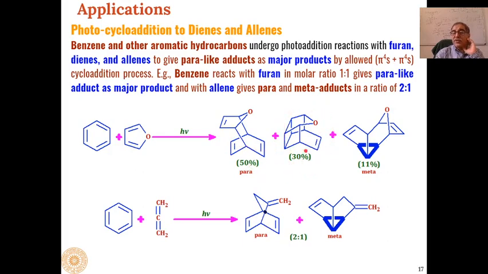So para will be converted into this type of adduct in 30%, and in addition we can also get a meta product of about 11%. If they are taken in 1:1 proportion, then para product is formed as the major product. Similarly, when this benzene reacts with allenes, then also we can get para product as well as meta product, and these products are formed in 2:1 ratio. So two molecules of this are formed, then one molecule of meta product, and so on.